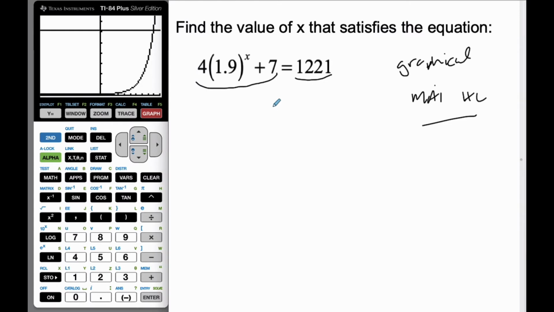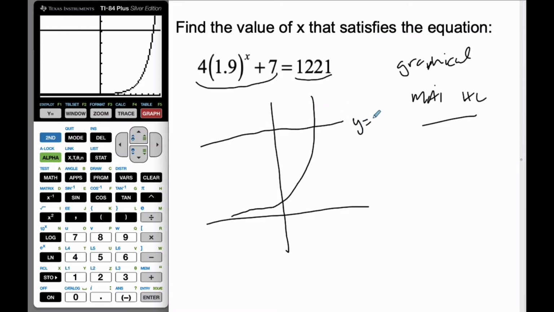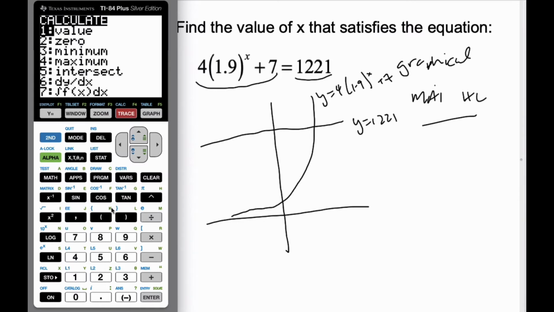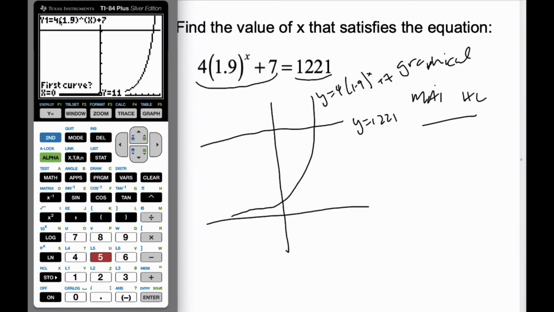And providing a graphical solution of what's going on here, I can show this is y equal to 12, and this is y equal to 4 times 1.9 to the x plus 7. And I just want to find the point of intersection. So I go second, use the calculate menu. Number 5 is intersection. This is my first curve y1, so I'm going to hit enter. This is the second curve I have. I'll hit enter. And my guess, well, I know this is from 0 to 10, so I'm going to guess, I don't know, 8. And there I can see what my answer is.